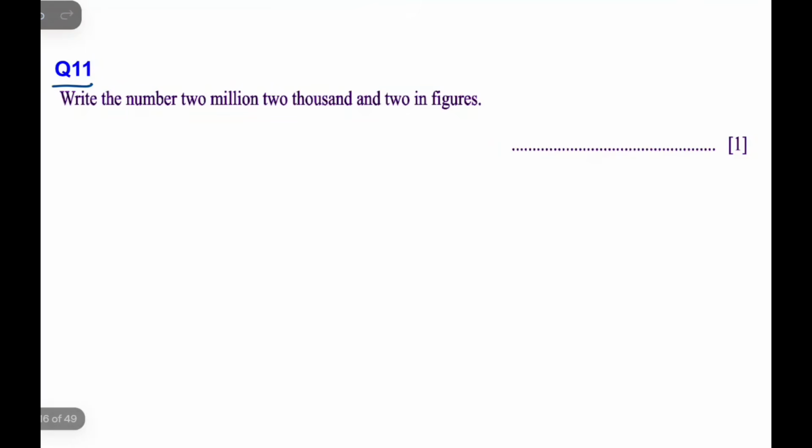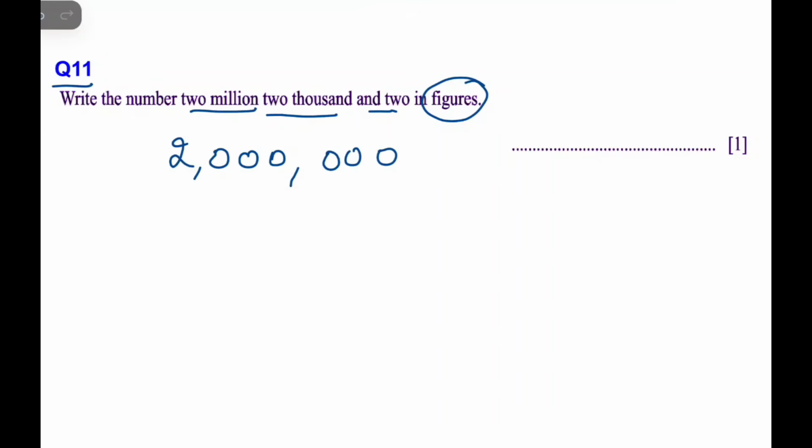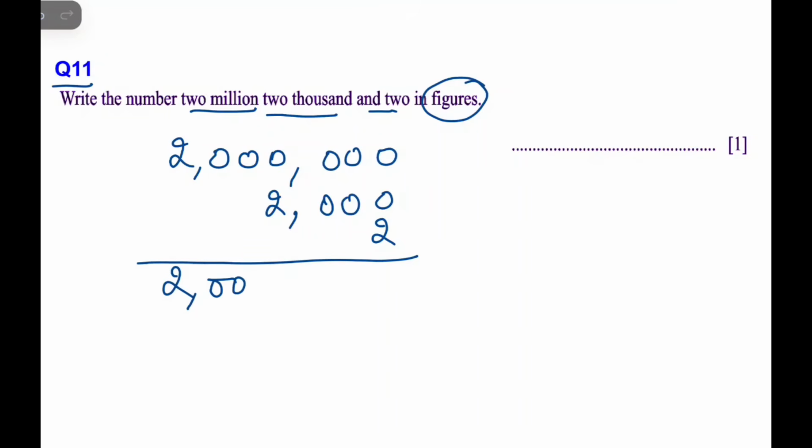Question number 11, we have to write 2,002,002 in figures. Now we know that 2 million is 2 followed by 6 zeros, and 2000 is 2 followed by 3 zeros, and we have only 2. So it will be 2 0 0 2 0 0 2. So our final answer will be 2 0 0 2 0 0 2.